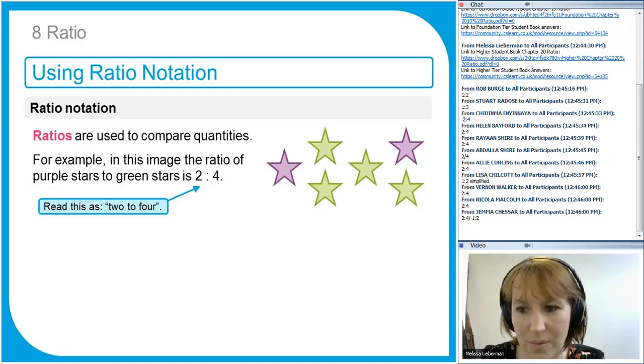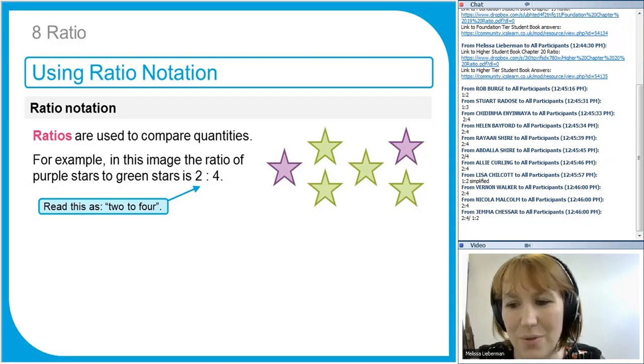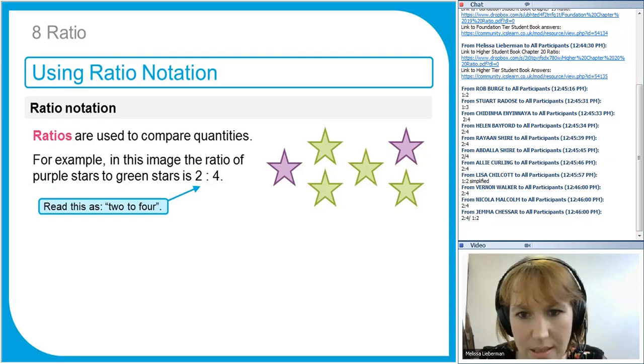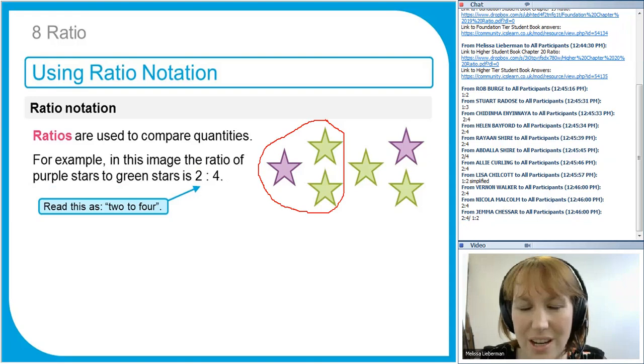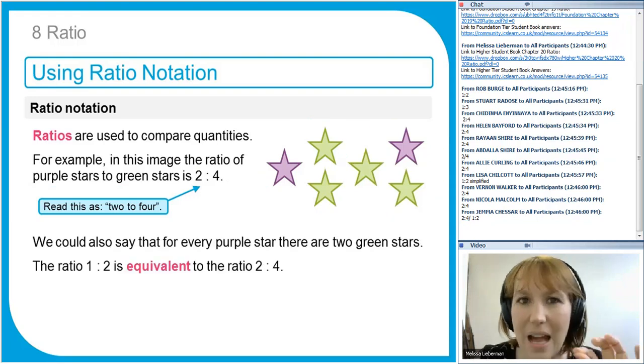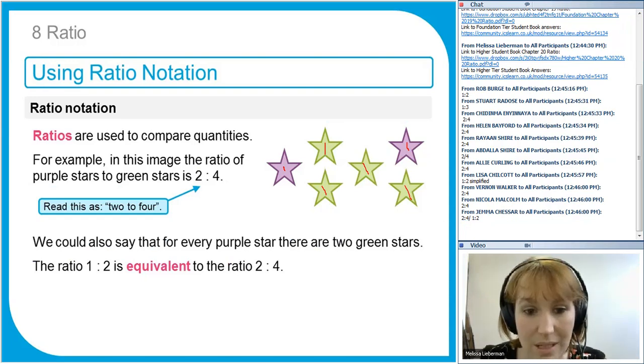And Gemma, thank you. You said 2 to 4. And I know what you mean, but that is equivalent to 1 to 2. So I'm just going to clarify this a little bit. I'm just going to draw a little circle around there, a little circle around there, just to highlight why these 2 ratios are equivalent. So we could say that for every purple star, there are 2 green stars, like that. So for every purple star, there are 2 green stars. So the ratio 1 to 2 is equivalent to the ratio 2 to 4.